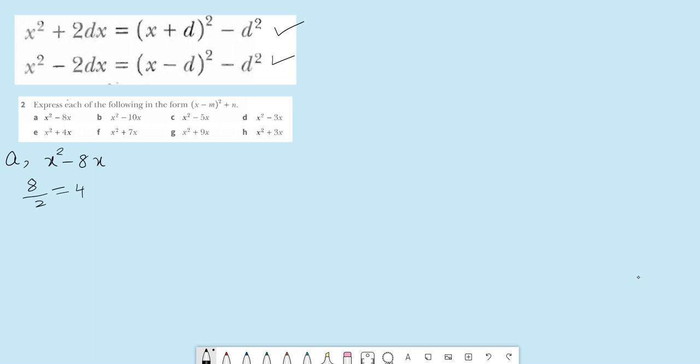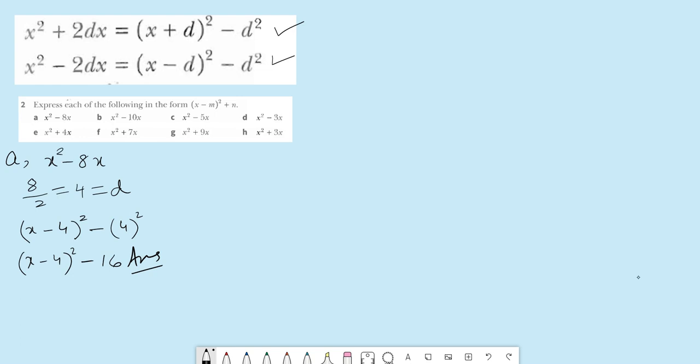Now by using this result, x minus d whole square, this should be our d. So x minus d, which is 4, square, minus d square. D is what? 4. 4 square. So our answer is x minus 4 whole square minus 4 square, which is 16. So directly it is converted into completing the square. This is our answer. Hope you understand.